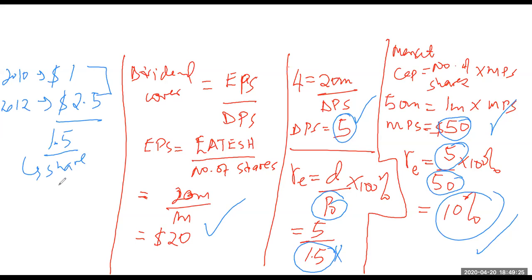This column will go to the share premium. The shares are issued at a premium from their book value. This goes to the share premium account. The 50 minus 1, which is 49, does not appear in the balance sheet. It doesn't appear at all in the balance sheet.